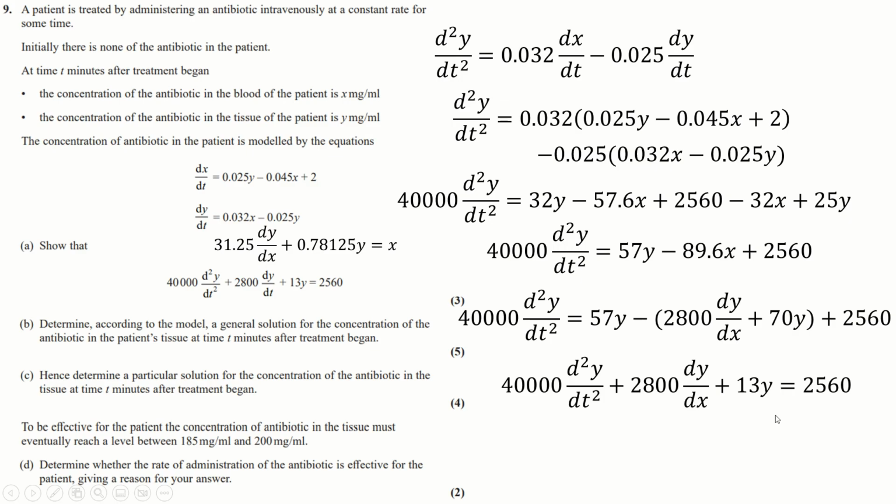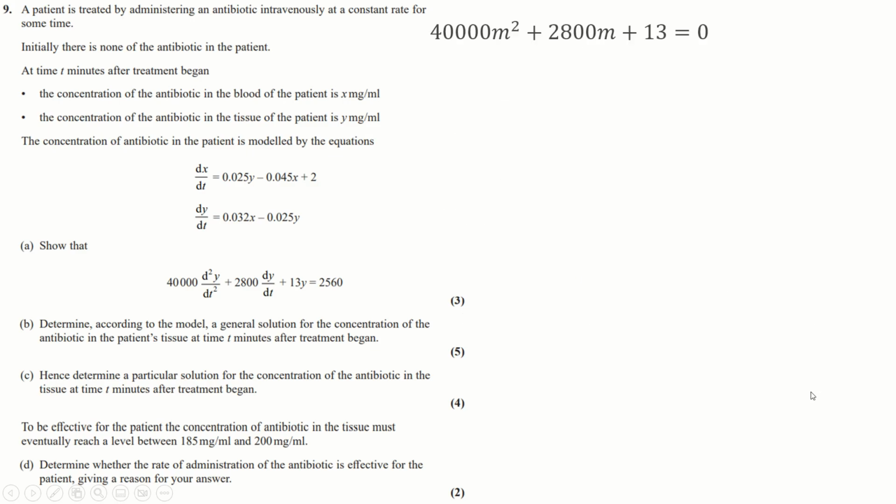Determine a general solution then. So we've got a second order differential equation here. We'll ignore the 2560 and just make it equal to 0 first, and just solve the auxiliary quadratic equation, something like that. Just use a calculator. m is either of these two. Because they're both real and distinct, it's a really easy case. You just have y equals a e to the first root t plus b e to the second root t, so that's fine.